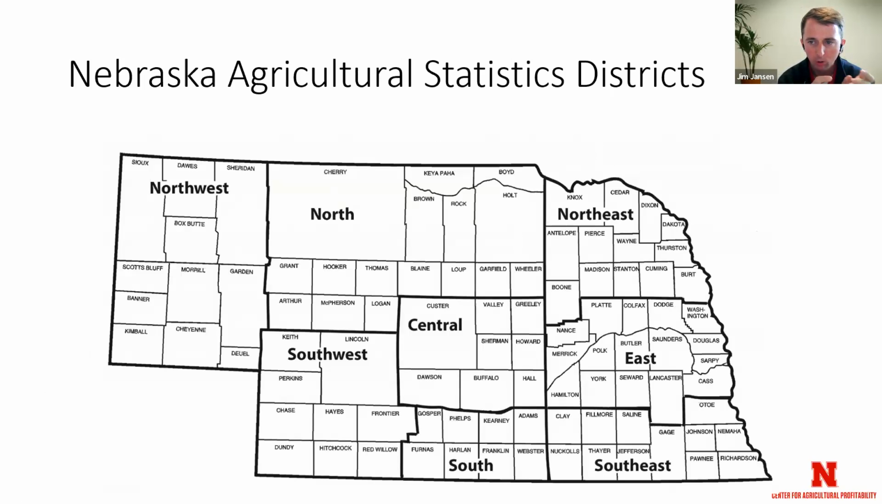So we have northwest, north, northeast, central, east, and then the southwest, south, and southeast. Broadly speaking, these areas have similar production attributes, expectations for rainfall, yield, soil type, maybe somewhat similar stocking rates. How many cattle can you put on an acre or parcel of land? And that's why we summarize the state the way we do.